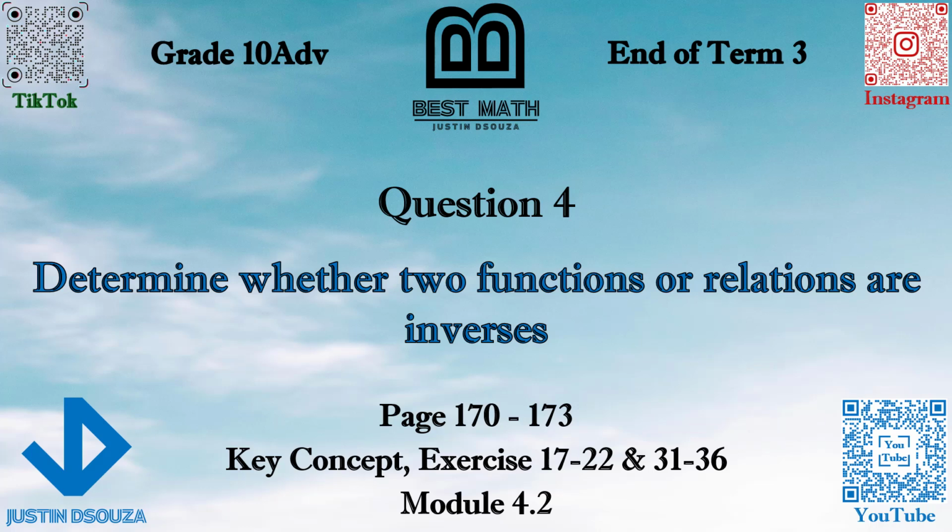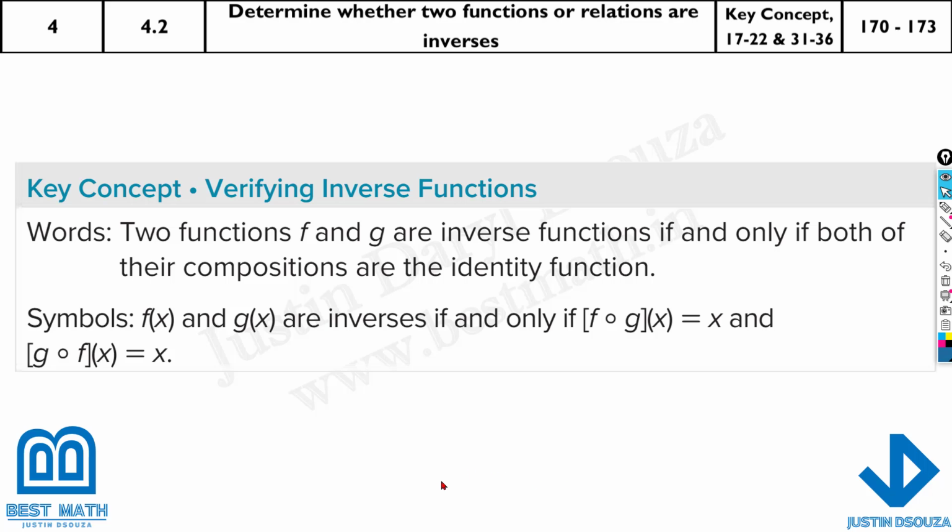In this question, we will determine whether two functions are inverse of each other. What exactly is inverse? If you do the composition of the two functions amongst each other, that is f of g of x or g of f of x, you must get identity functions for both, that is x and x. If you get anything other than that, then they're not inverse. So if two functions f and g are inverse functions, then if and only if their compositions are identity function. That is what it means.